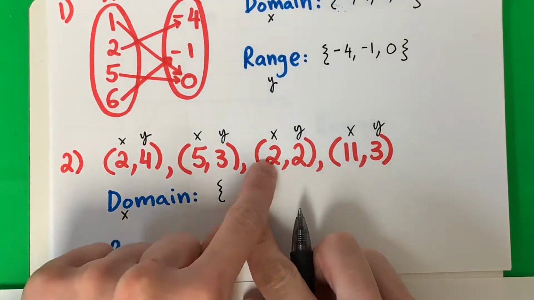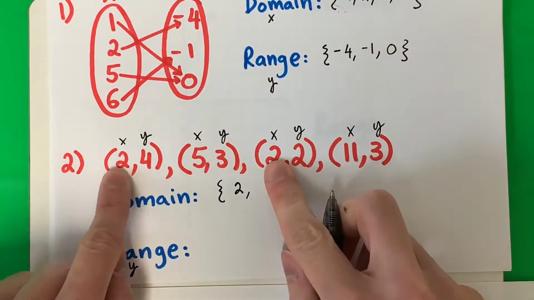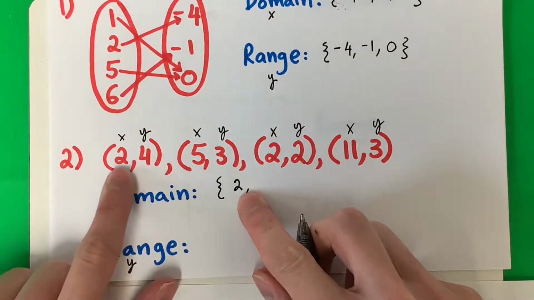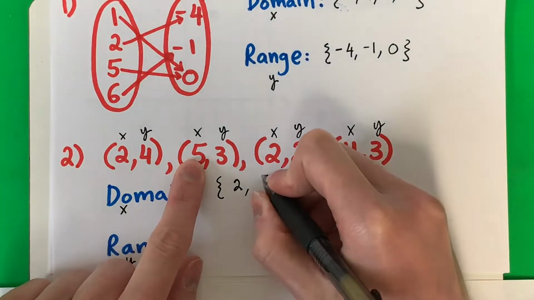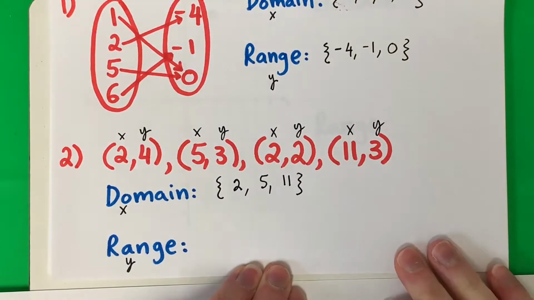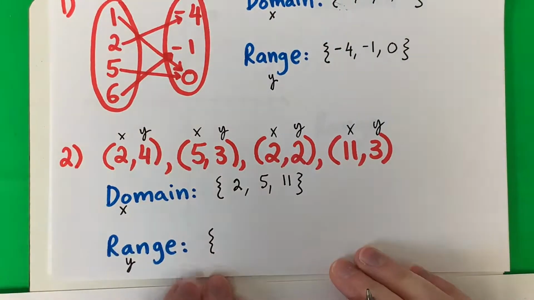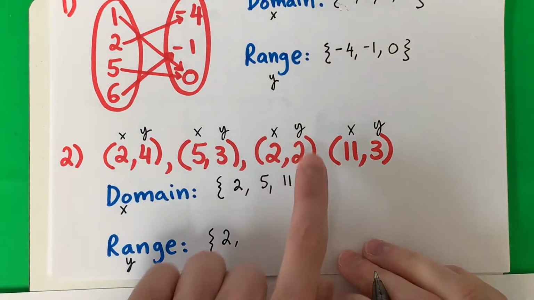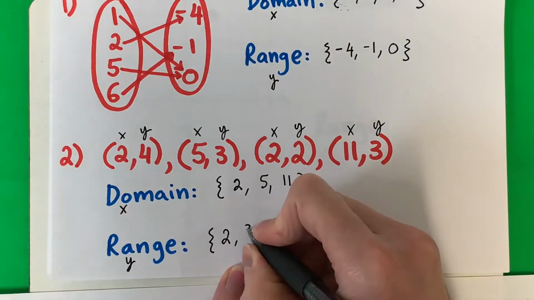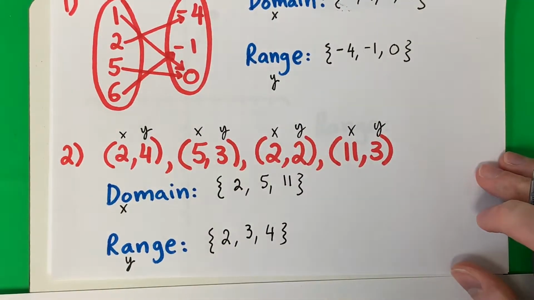So my smallest x is 2. And then I have another 2. Only one time. Do not repeat. So I'm going to put 2. After 2 is going to be 5. After 5, 11. No repeating numbers. And then range. My smallest number is 2 for the y, comma. My next number is 3. I have 2 3s, but I will put it one time. So 3, and then 4. Close your braces. Simple.